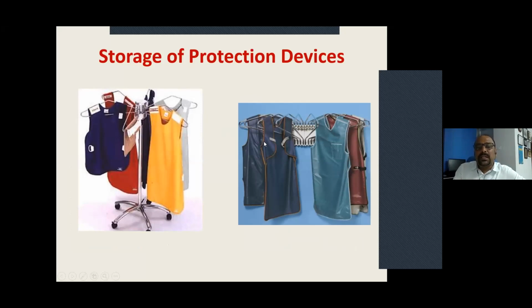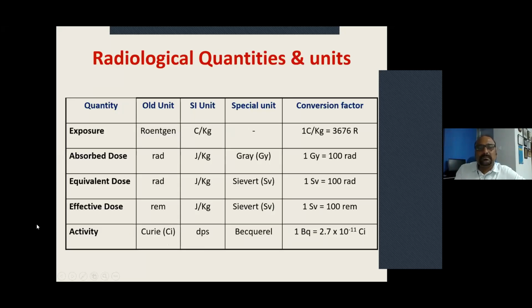Whenever we are using a lead apron, it should be properly stored. Sometimes we have a tendency to fold them and keep them in one place. If we fold them, they will break and there will be a leakage of radiation from that place. So these are some of the radiological quantities: exposure, which is measured in Roentgen or coulombs per kg. Then we have absorbed dose, equivalent dose, effective dose, and this effective dose is used for radiation protection, and then activity.